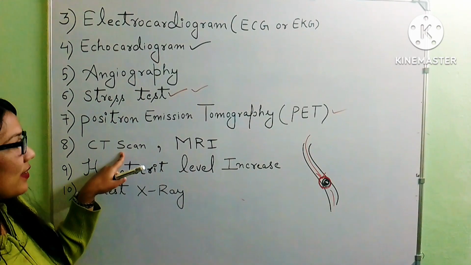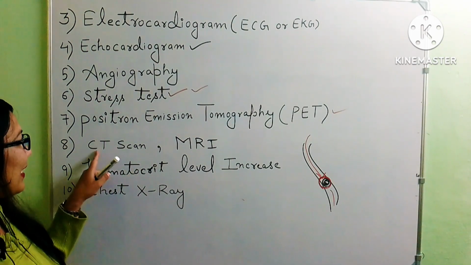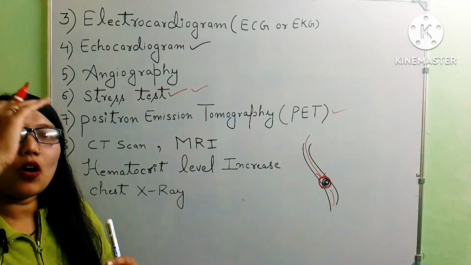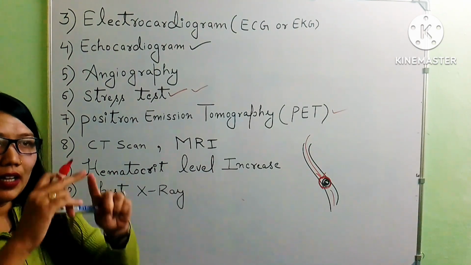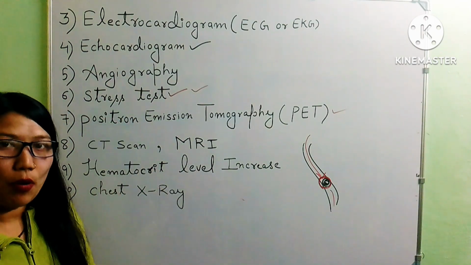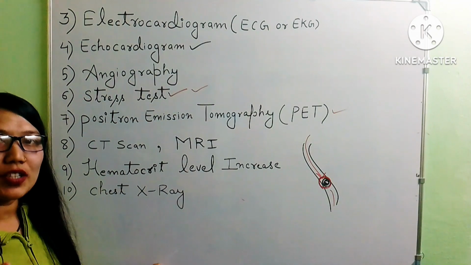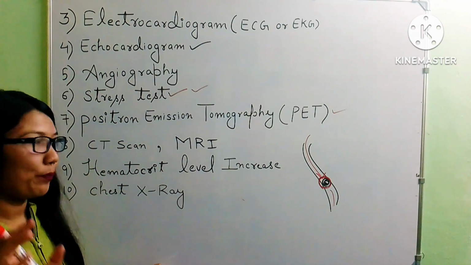Next is CT scan. CT means computerized tomography scan. In CT scan, various images of the heart are taken from all sides, and those images are seen in scan form. It is a definitely safe machine in which several x-rays of the patient are taken.